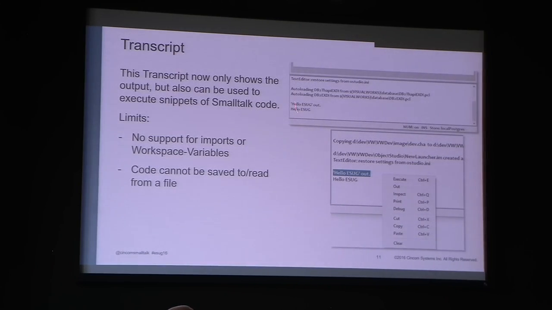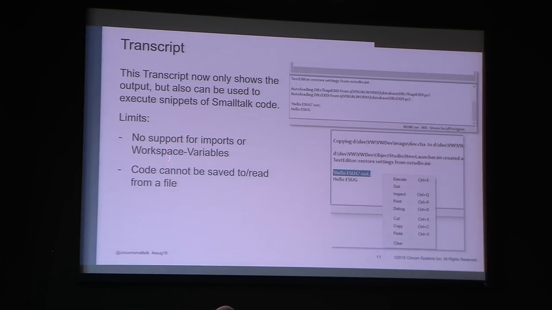So now I'm putting a version of the transcript on the bottom of the new launcher, and it's actually an edit field, so you can put in some more snippets of Smalltalk code and execute it right there. It does not, however, have access to workspace variables. It's the same context that gets executed, but it does not support workspace variables. This is a lightweight support, so to say, for executing Smalltalk, but it's not a replacement for the workspace itself.